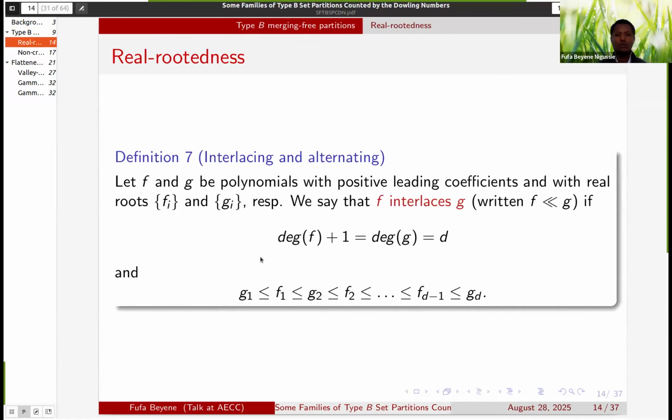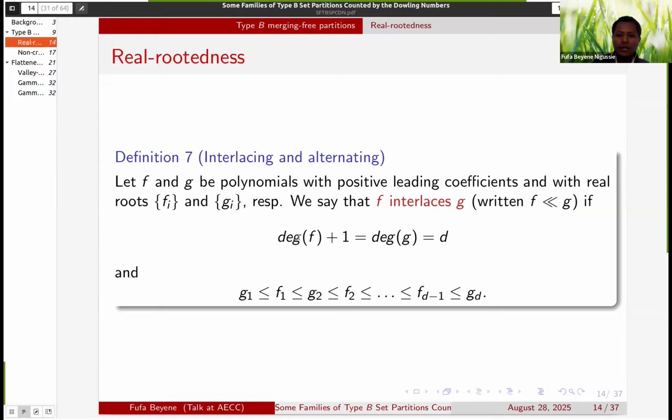Okay, let me take you to another important concept in combinatorics, maybe not only in combinatorics, but also in analysis. It is about real-rootedness. If you have 2 polynomials, say f and g, that are polynomials with positive leading coefficients, with roots, say f has f_i and g has g_i, we say f interlaces g. In this case, we write f with this notation g to mean f interlaces g.